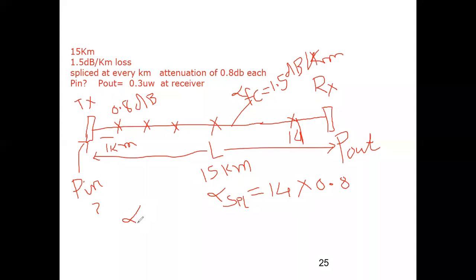Can anybody tell me if you have calculated your total alpha FC? 1.5 into 15 कितना होता है? 22.5. Okay. 1.5 into 15 is 22.5. So मैंने यहाँ पे since alpha FC डाला है, so यहाँ पे मैंने alpha FC T डाल दिया कि total fiber cable loss. So 1.5 into 15, so that is 22.5.